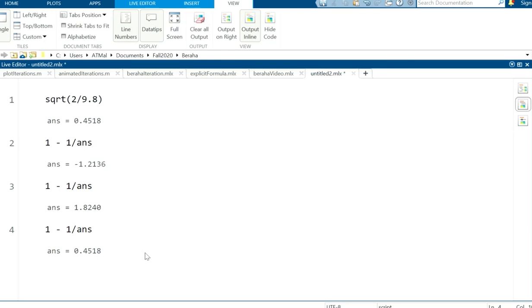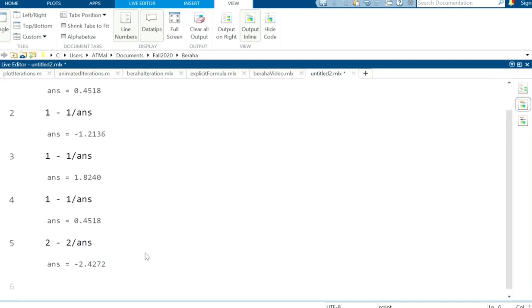You're moderately puzzled. You ask yourself, what if I used 2 instead of 1? So you type in 2 minus 2 over answer. You do it once, you do it twice, and you do it 3 times. It didn't work. You do it one more time. It's 0.4518. This time, it has a period of 4.